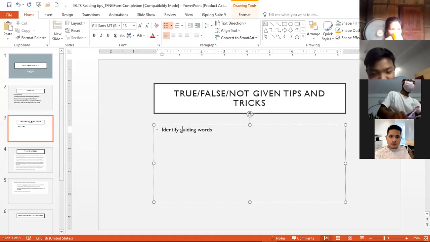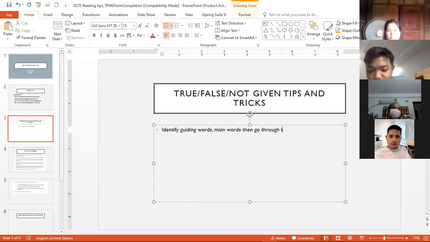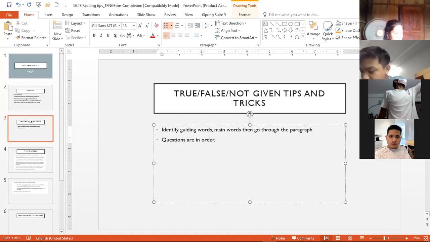Maybe we identify the main verbs and then go through the paragraph to check the sentence and decide if it's true or false or not. So, did you watch a part where we know the order of the questions? Are those questions in order or in mixed order? In order. Very good. So one tip also is questions are in order. It starts from the top of the text and continues with a top-down method.